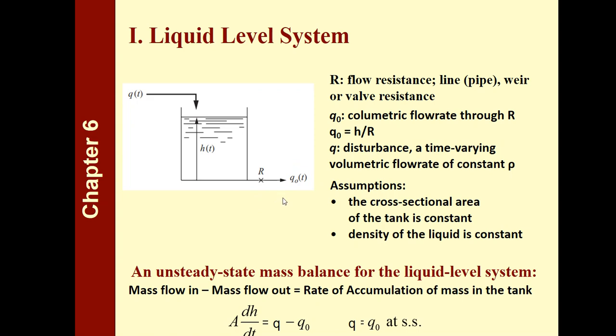Now, prior to determining the transfer function for this liquid level system, we need to have special assumptions. We need to assume things, that way our modeling would be made simple. And there are two assumptions needed here. The first one is that the cross-sectional area of the tank should be a constant, in the same way that the density of the liquid inside the tank should also be a constant. So this too is assumed to be a constant.